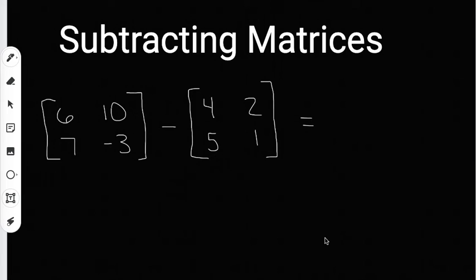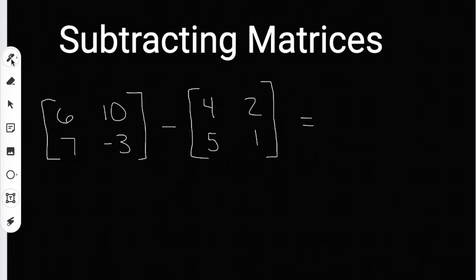I did adding matrices. So it seems natural that I would now talk about subtracting them. So if you have two matrices and you make sure that they have the same number of rows and the same number of columns, you can actually subtract them.